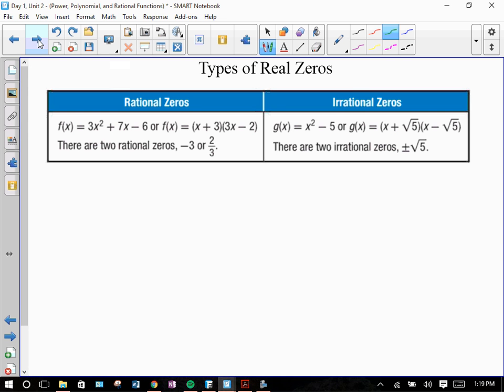Now, here's the thing. It's easy to look at a graph and figure out what the zeros are. You're not always going to have a graph. Right? So there are 2 different types of real zeros: rational and irrational.